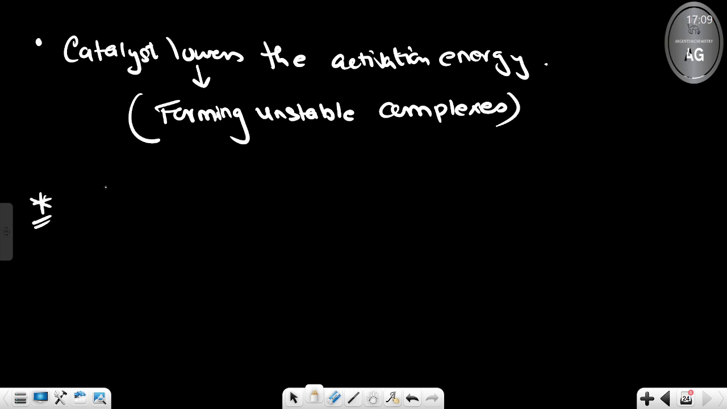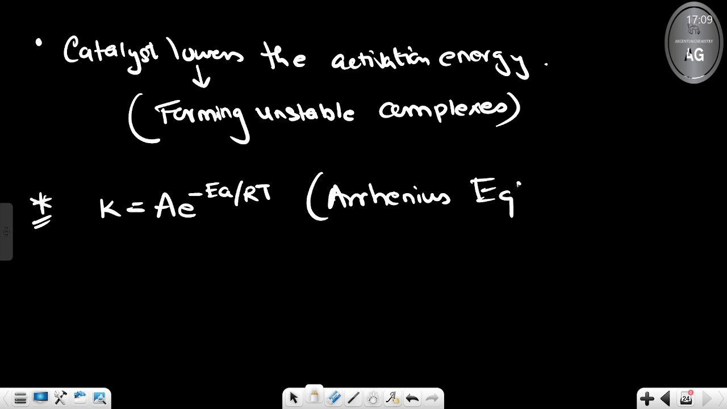Two formulas I will tell you. First one is K equals A e to the power minus EA by RT. This is according to Arrhenius theory. This is the Arrhenius equation. Remember this equation, K equals A e to the power minus EA by RT. This shows the dependence of the rate constant on temperature.